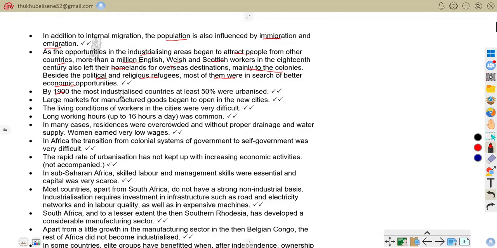By 1900, in most industrial countries, at least 50% were urbanized. That is that. Manufactured goods began to open new cities. The living conditions of workers in the cities were very difficult. Long working hours, up to 16 hours a day, were common. In many cases, residences were overcrowded and without proper drainage and water supply, and men received very low wages.